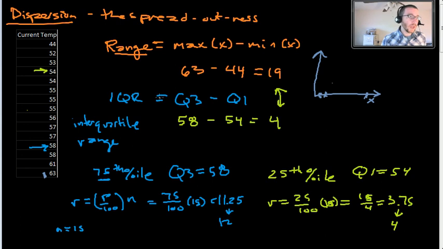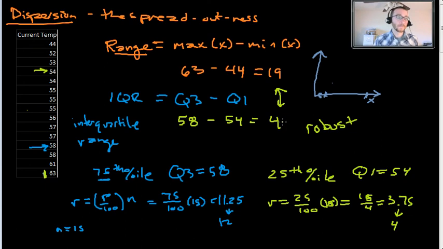But the IQR has the advantage that it's not nearly as susceptible to changes in these outlying measurements. So if this goes to 163, then our range goes to 119, but our IQR does not change. That's a good thing because it's more stable, more robust. But it's a bad thing because the dispersion has changed. It hasn't changed by as much as the range would have you believe, but it's changed by a lot more than 0.